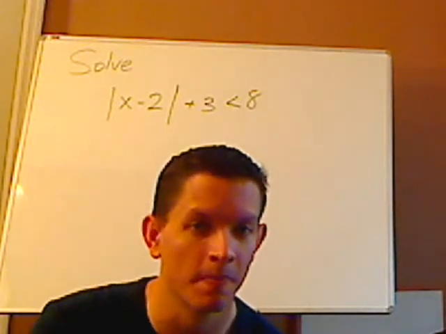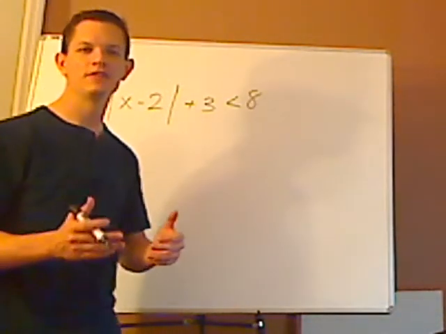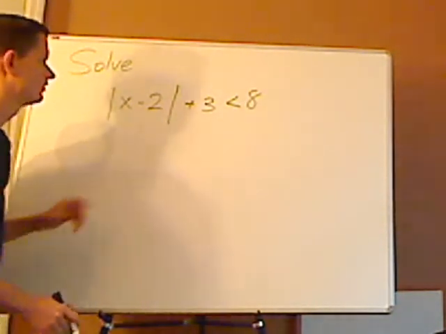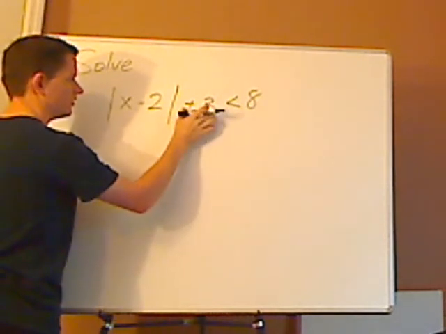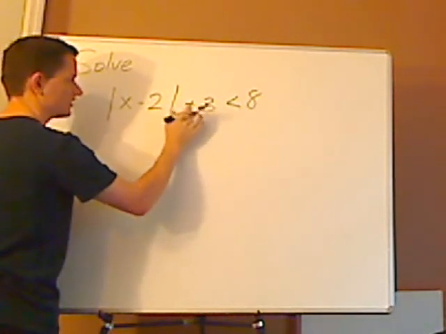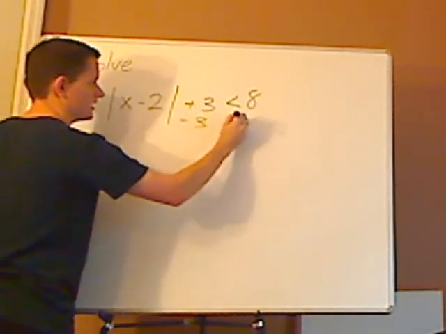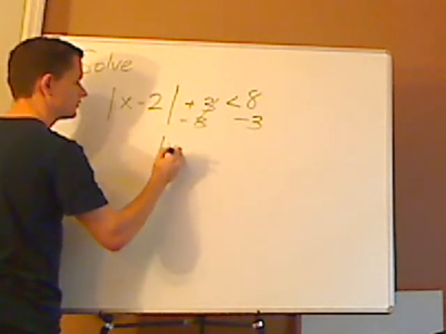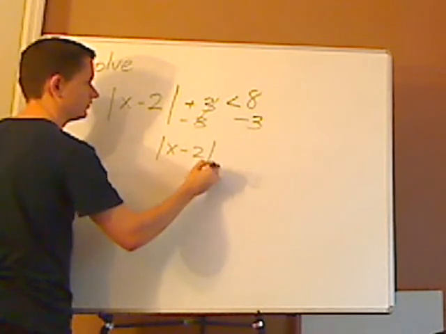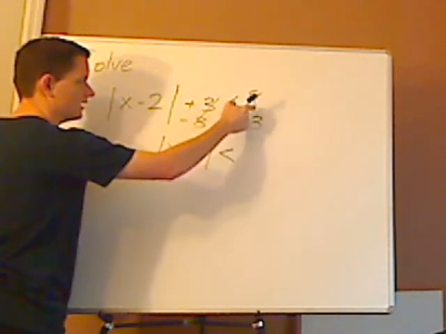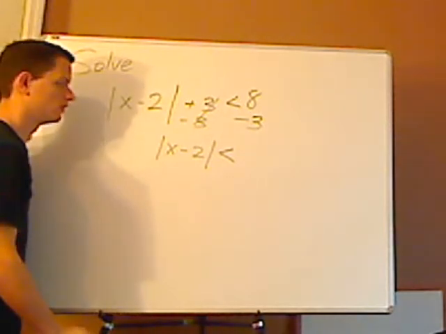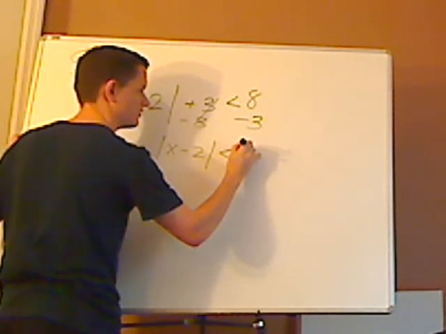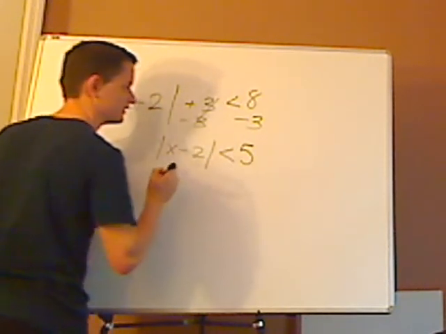Alright. So what you want to do first when you have a problem like this is always isolate the absolute value bars. So you want to get rid of this plus 3 that's attached to it. So you subtract both sides by 3. You do the opposite, so that cancels. That's the absolute value of x minus 2, close absolute value bars, less than, and what's 8 minus 3? Which is 5.